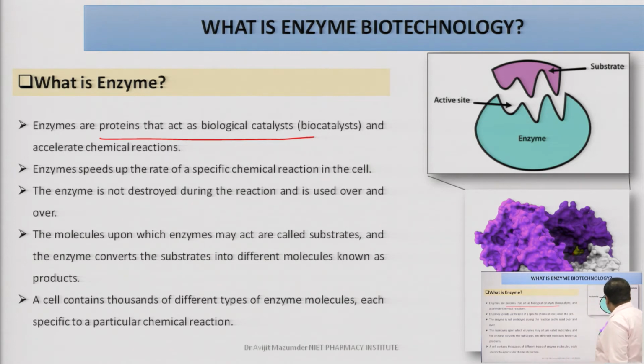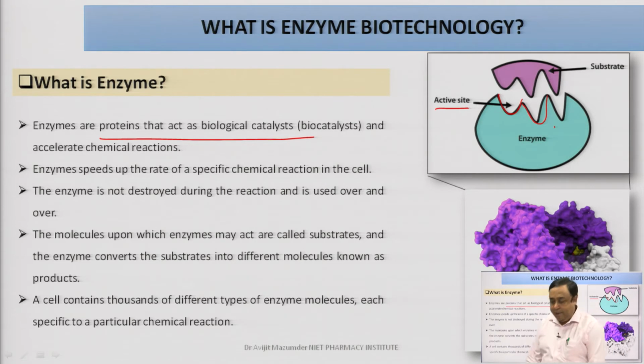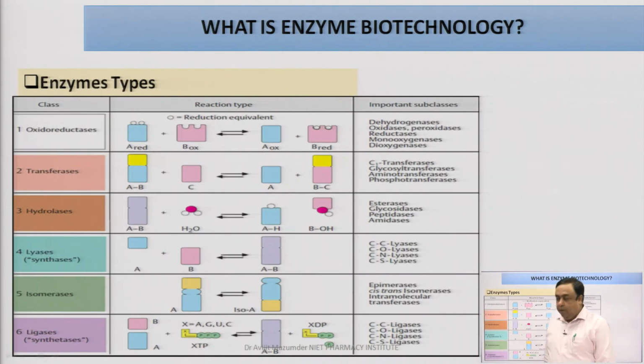This is basically the structure of an enzyme, and these are the active sites where the substrate tries to get attached. This slide shows the various classes of enzymes and the various reactions they carry out in the various important subclasses. We have classifications like oxidoreductase, transferase, hydrolase, lyase, isomerase and ligase, and they are the various reactions which are conducted by these enzymes.